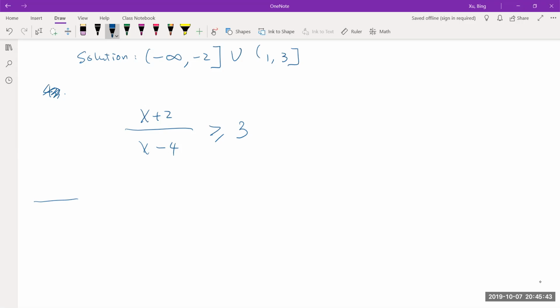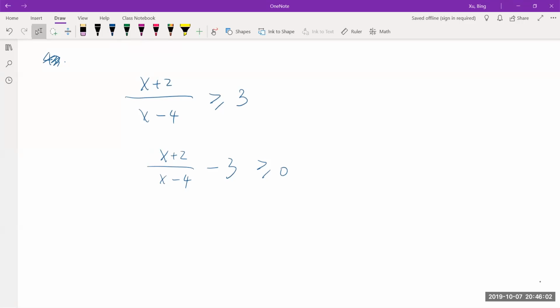So first we need to move the 3 over, so one side can be equal to 0. Subtract each side by 3. So we have x plus 2 over x minus 4 minus 3 is greater than or equal to 0. After we do that, we see it's not one fraction. It's a fraction minus a number. So we want to turn the left side into one fraction. We need to find the common denominator and do the subtraction.